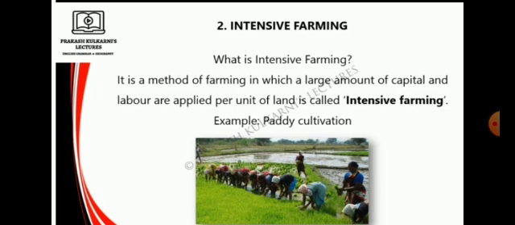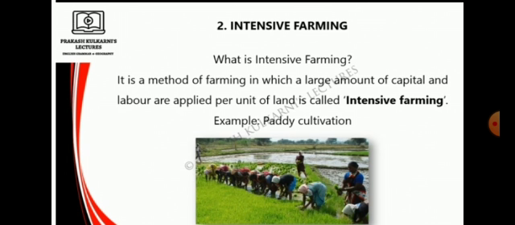We have to classify it. They are the following: the socio-economic factors, various types of farming. One is subsistence farming, another one is intensive farming. Subsistence farming has two main types: shifting farming and sedentary farming.